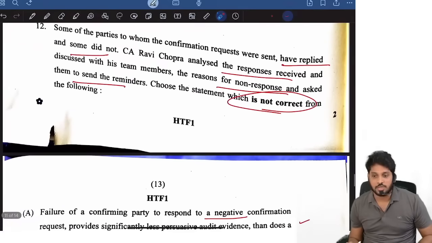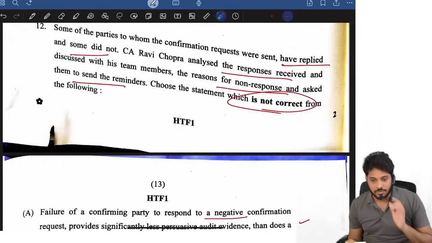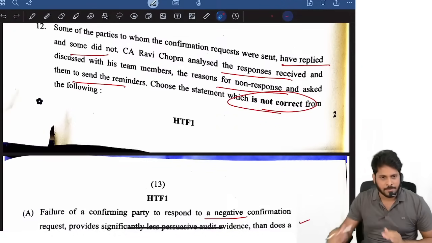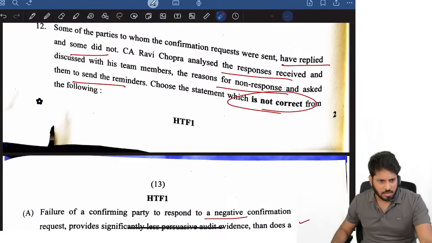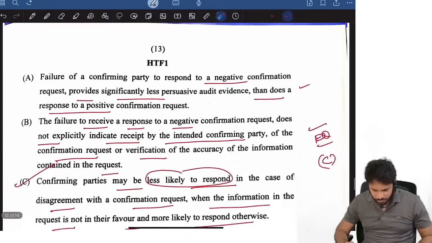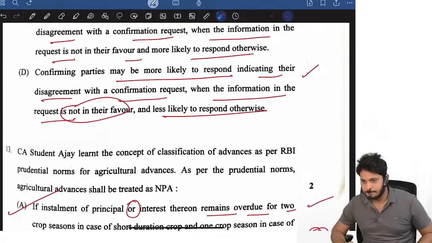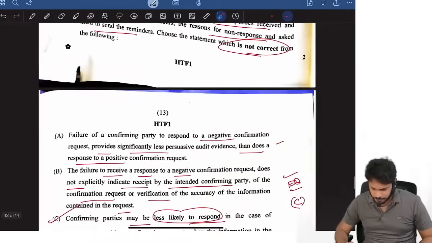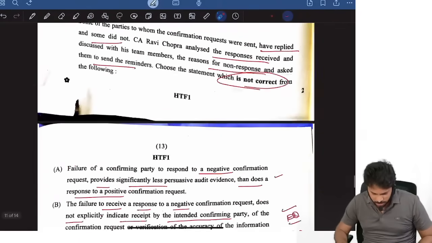Next, the 12th one. I hope everyone is able to understand that clearly. Somebody saying I'm not audible. Very much clear. I'm very much audible. Yes. Look at the next. So that's regarding the 12th question.